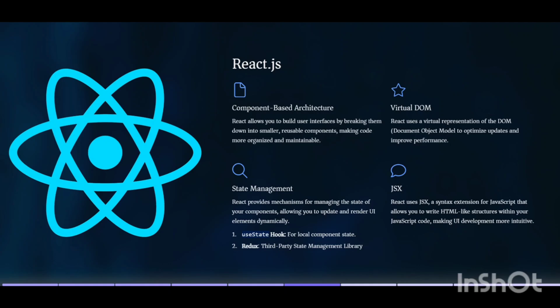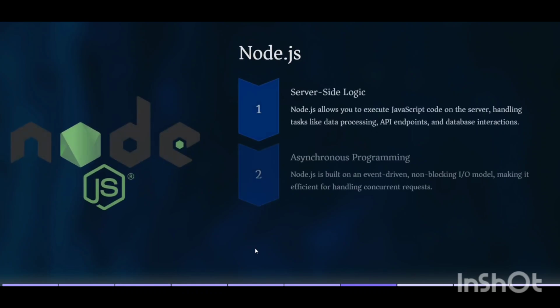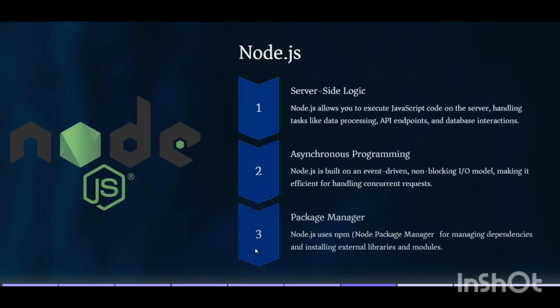Next we have JSX. React uses JSX, a syntax extension for JavaScript that allows you to write HTML-like structure within your JavaScript code. Now let's dive deep into Node.js, that is the backend for our food order project. So let's see the three key components of Node.js. Node.js is a server-side logic programming language.